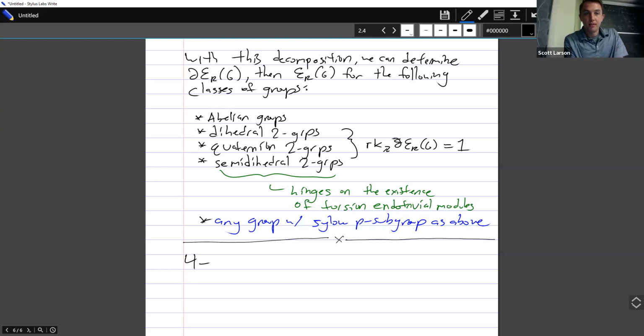Can you repeat that? If the p-rank of the group is bigger than or equal to 3, then you conclude the rank Z of EKG is 1. Scott, I think you have to repeat that.